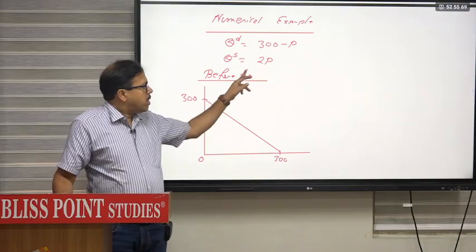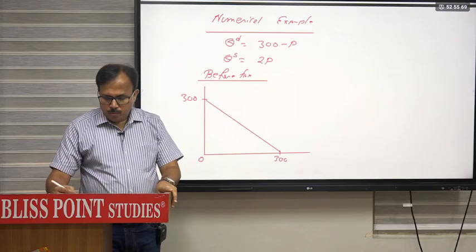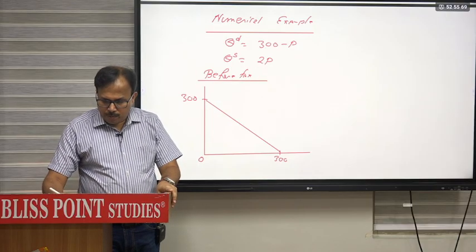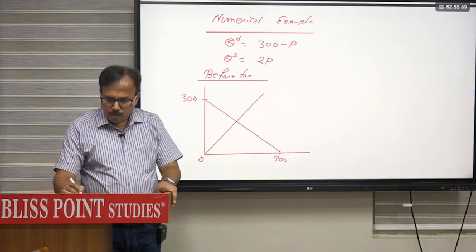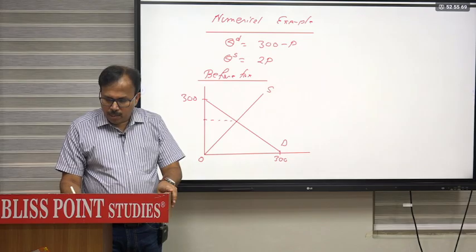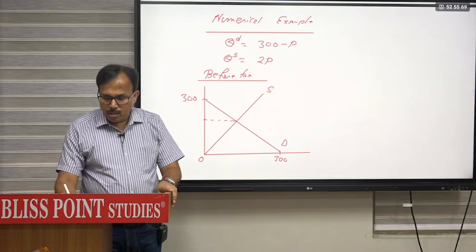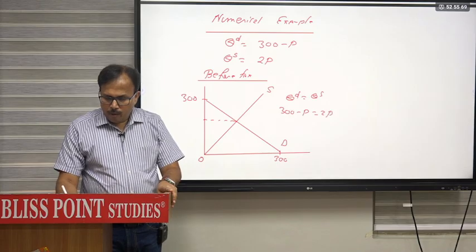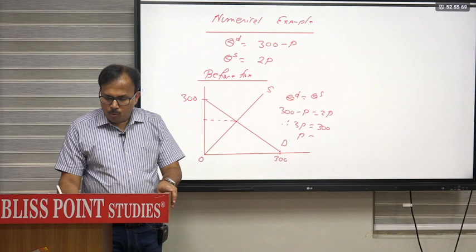In the supply curve, when price is 0, then quantity is also 0. So you can start from the origin. The supply curve and demand curve intersection determines the market price. So what is the market price? Quantity demanded equal to quantity supplied. 300 minus P is equal to 2P. Therefore 3P is equal to 300. Price will be equal to 100.